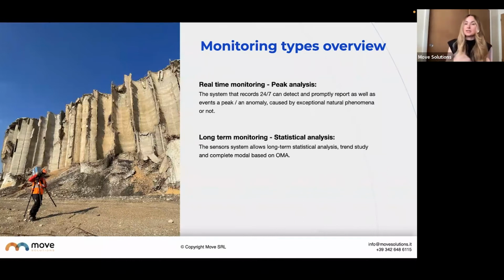And then there's the long-term monitoring. So this is understanding how that structure is acting over time using various algorithms such as OMA, and then also with the modal analysis. So this is really great for bridges, buildings, any type of large infrastructure like that you really need to understand the modal analysis of and understand how it's reacting in the long term.